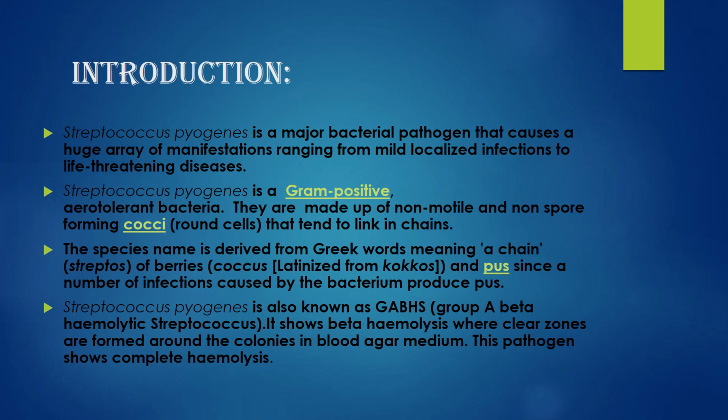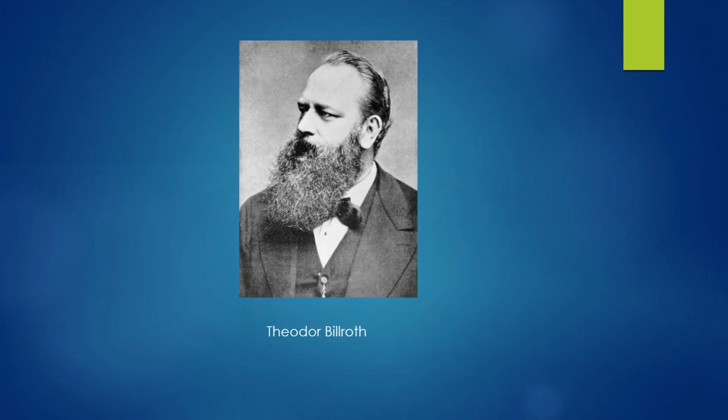Why do they show these clear zones? Because this pathogen shows complete hemolysis and is able to digest or break down the blood cells which are present in the blood agar medium. Moreover, the classification will be further clear in the next slides. Now, who is this person, Theodor Billroth, and what has this scientist contributed? We will see in the upcoming slide.